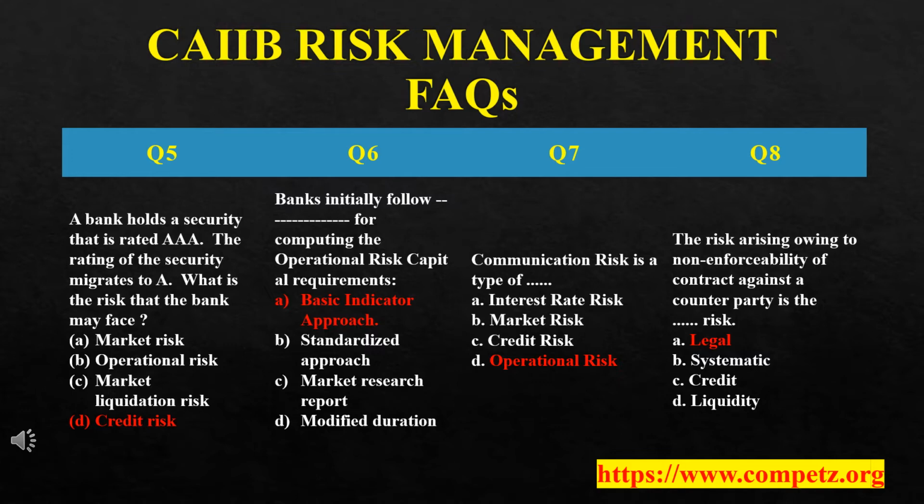So the next question is: banks initially follow dash for computing the operational risk capital requirements. Which method is the bank following? There are 4 options given. The first is basic indicator approach. Second is standardized approach. Third is market research report, and the fourth is modified duration.